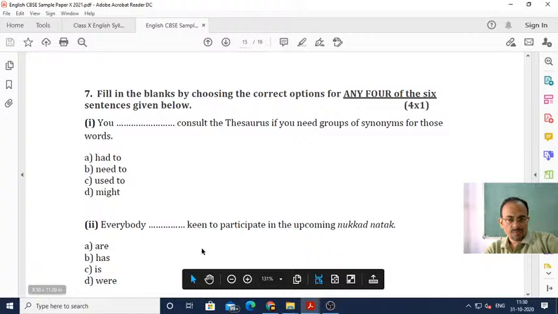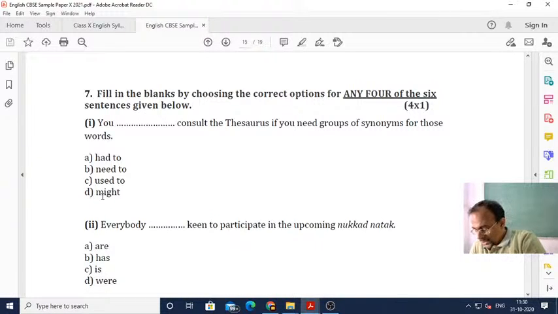Nukkad Natak. Okay, so this is also subject verb agreement they are giving, meaning transformation of sentence they are giving in the form of multiple choice questions, dear students, okay. So therefore transformation of sentence, also 4 marks, is compulsory, you see.